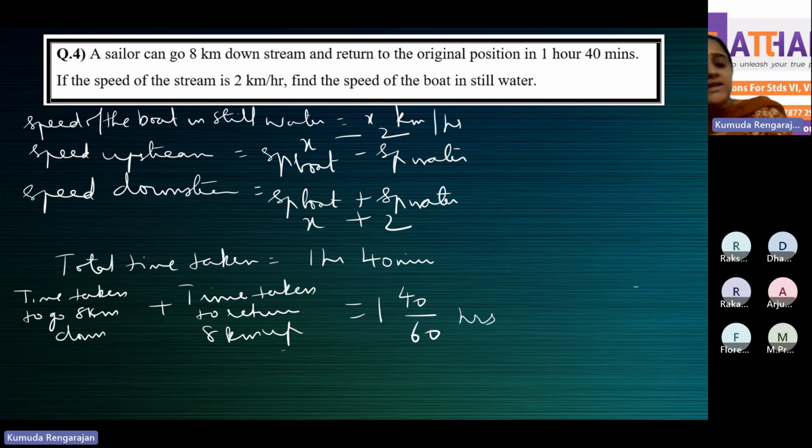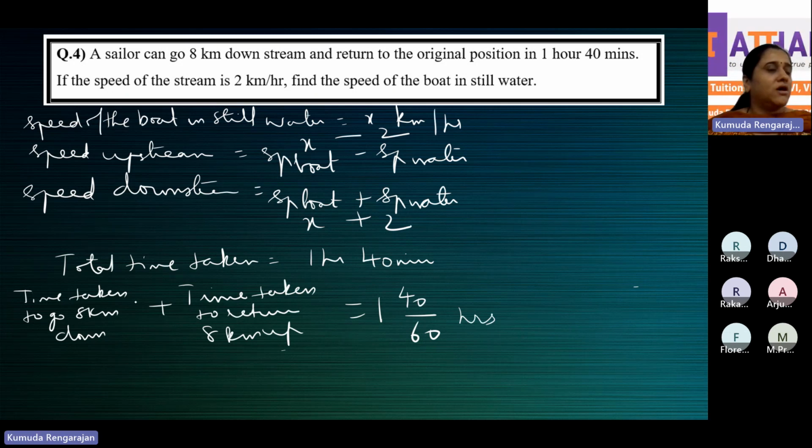Now how will we find it? So that's the total time. To go 8 kilometers downstream and to return 8 kilometers upstream, he takes totally 1 hour 40 minutes. That means you should add. It's not the difference in time taken; it's the time taken to go and return in total. So you should add.